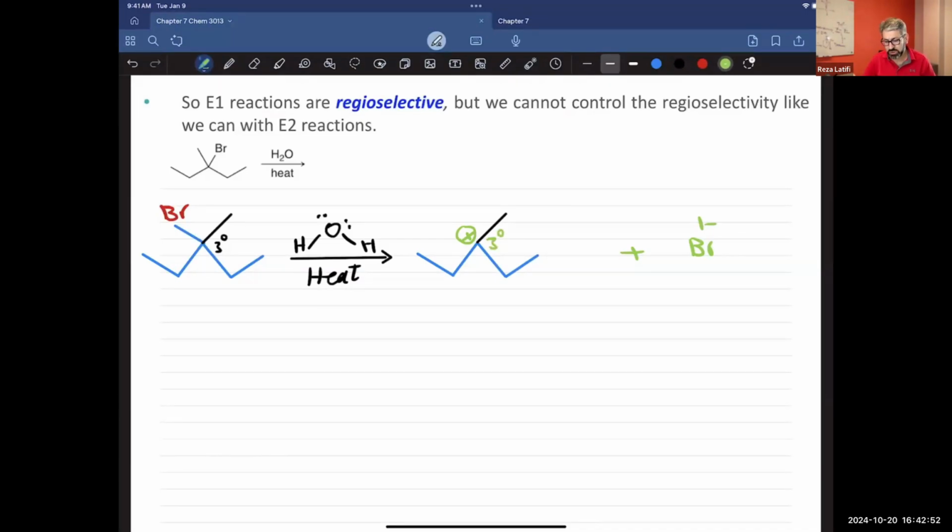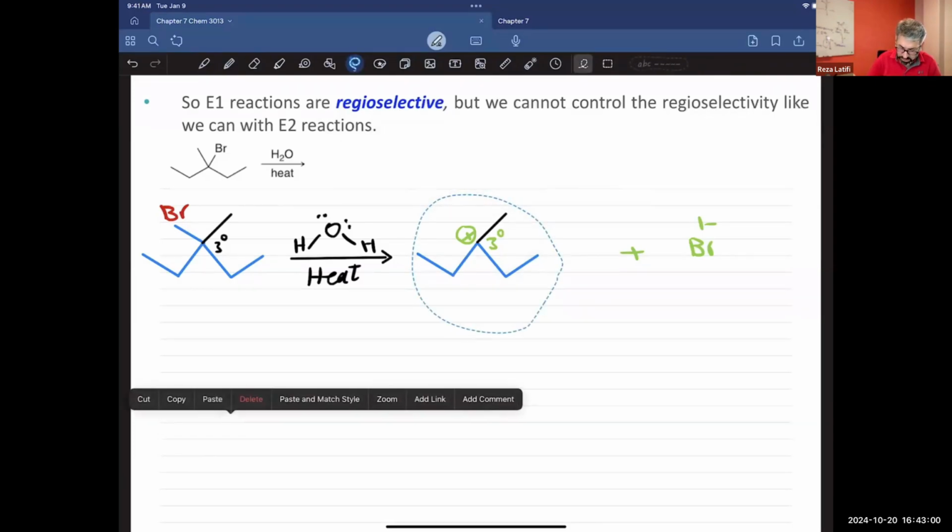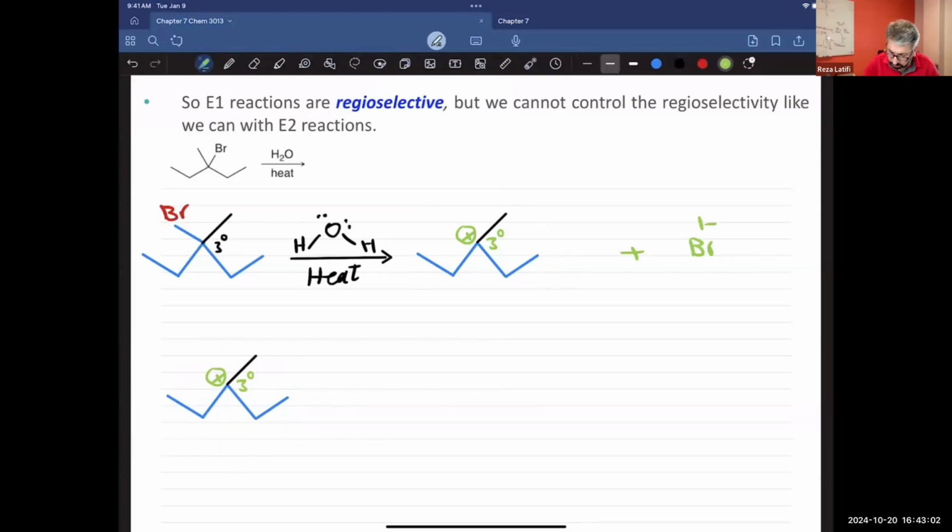And now what will happen to the tertiary carbocation? The tertiary carbocation might lose some hydrogen, and now we have two options. We have one hydrogen here, that hydrogen, and also we have two hydrogens there. These two hydrogens are the same. So let's call this one 1, call that one 2.